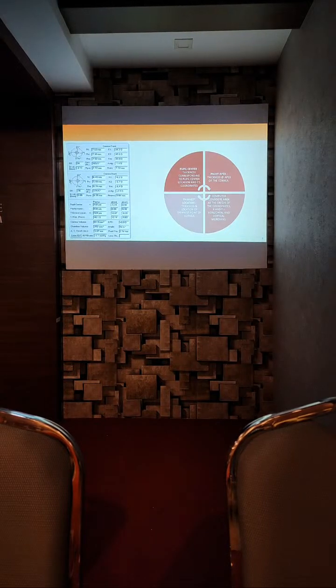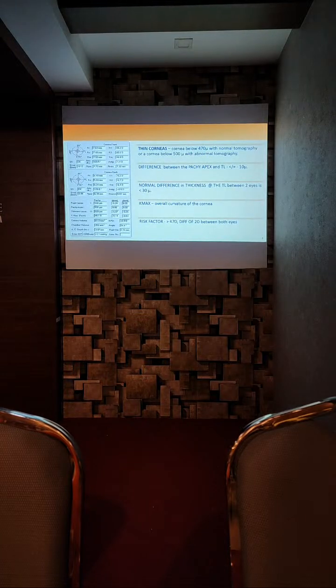About the pachymetric data. Mainly there are three pachymetric data available. One is pachymetry at the pupillary center, next is at the apex of the cornea, and next is pachymetry at the thinnest location. So usually, what is a thin cornea? Any cornea which is less than 470 microns is defined as a thin cornea.